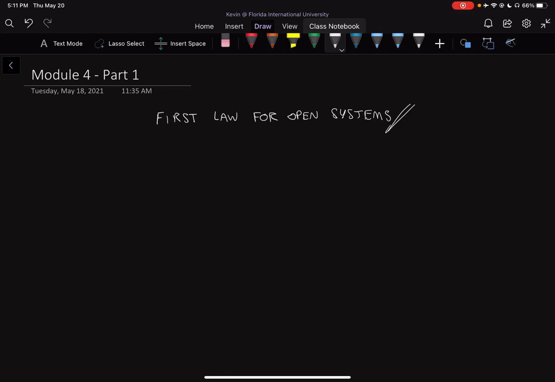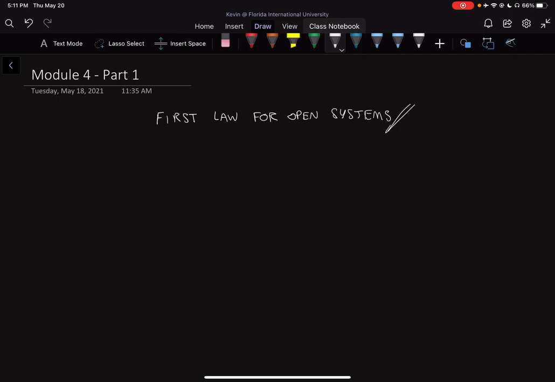In Module 4, we are going to be studying the first law for open systems, and we start part 1 with defining what open systems are and understanding how we can solve problems using open systems. So far we've only looked at systems that were closed, and in the previous modules, we looked at piston cylinder devices and they were usually closed.